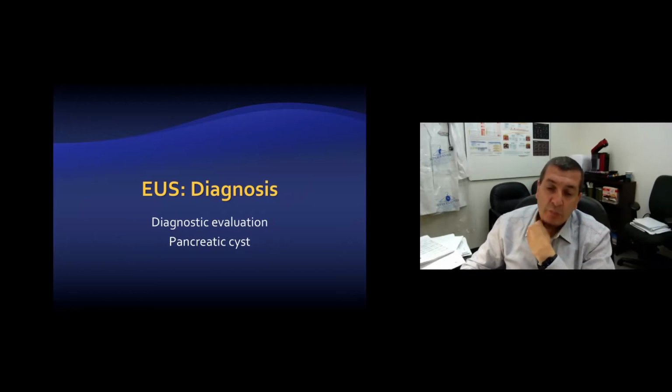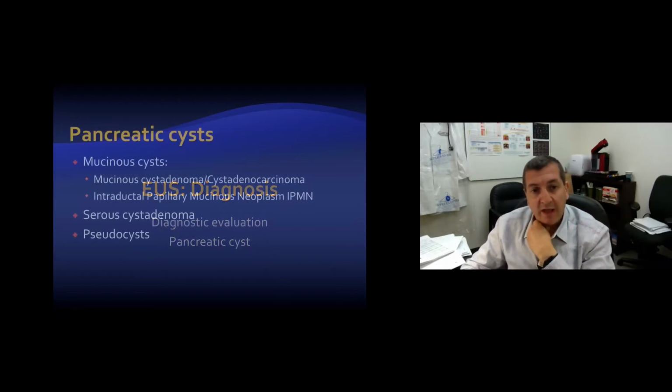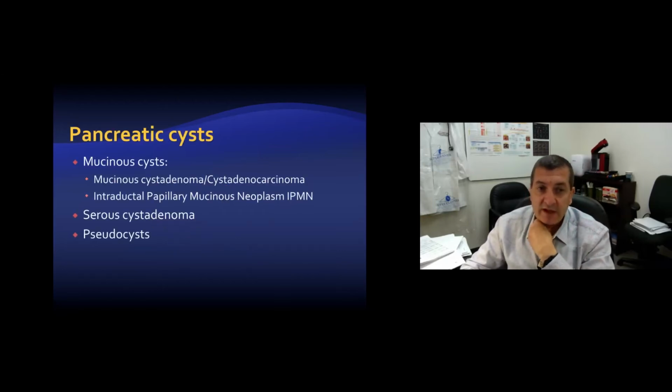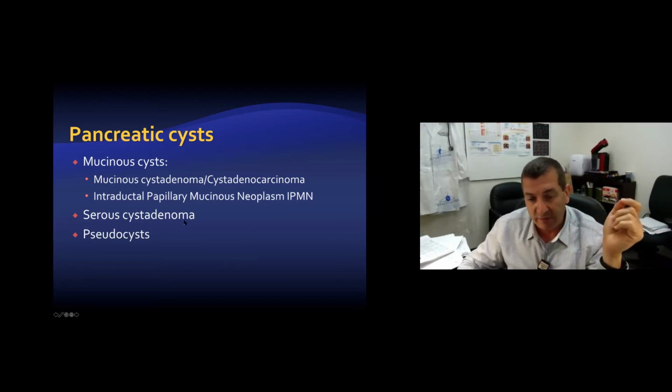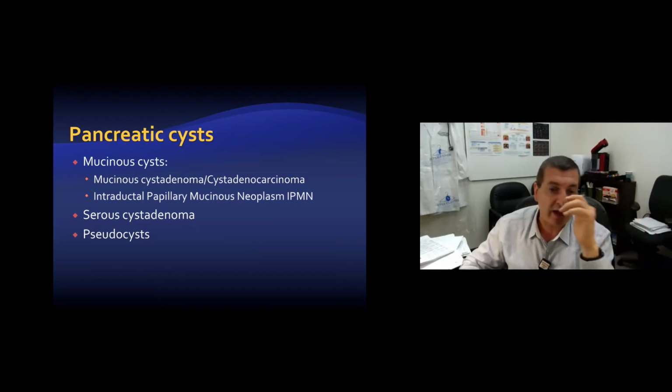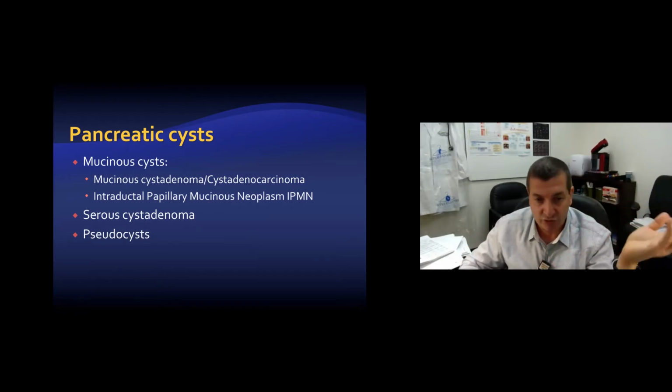All right, moving on to pancreatic cysts. There are different types of cysts. There are mucinous cysts. They can be mucinous cyst adenoma or mucinous cyst adenocarcinoma. Obviously, I alluded to that mucinous cysts have the potential to develop cancer. Serous cysts, however, are benign and they remain benign. They may grow slowly over time, but they will remain benign, and the chance of malignancy is extremely low.